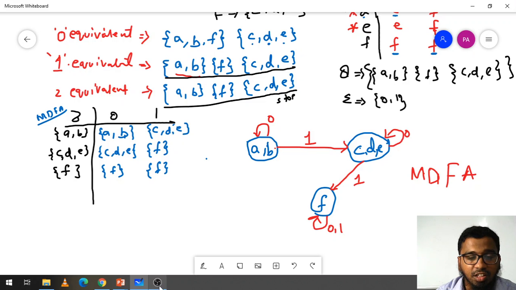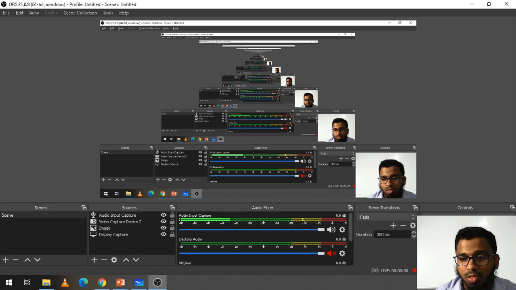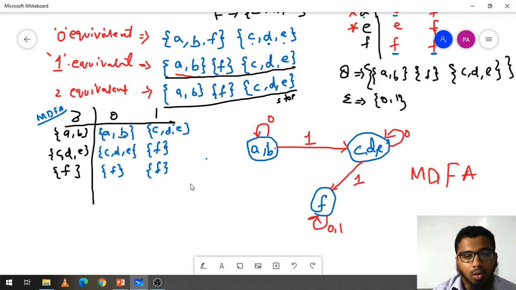I hope you understand this. Okay. So this is about minimization of deterministic finite automata, MDFA. In the next class we are going to take one more example and another method. We will solve that. Okay, thank you.